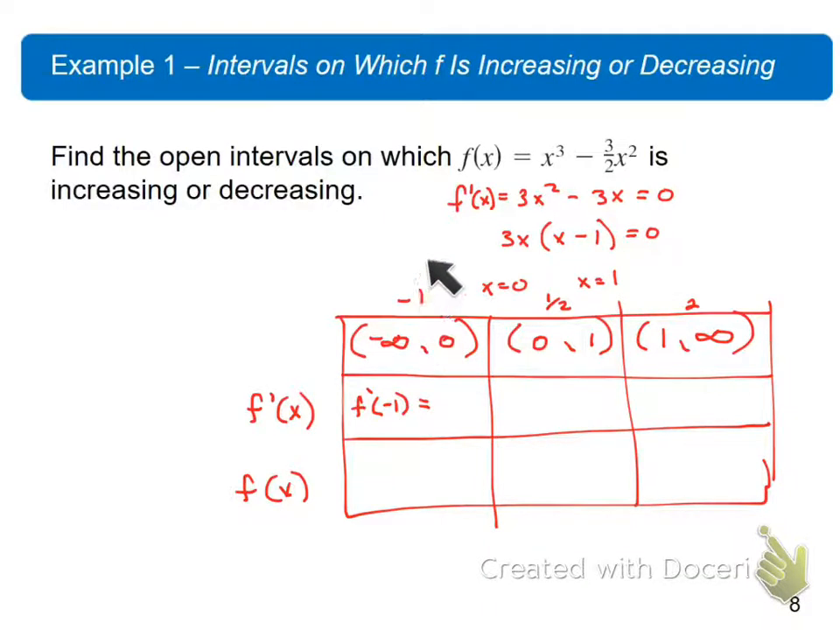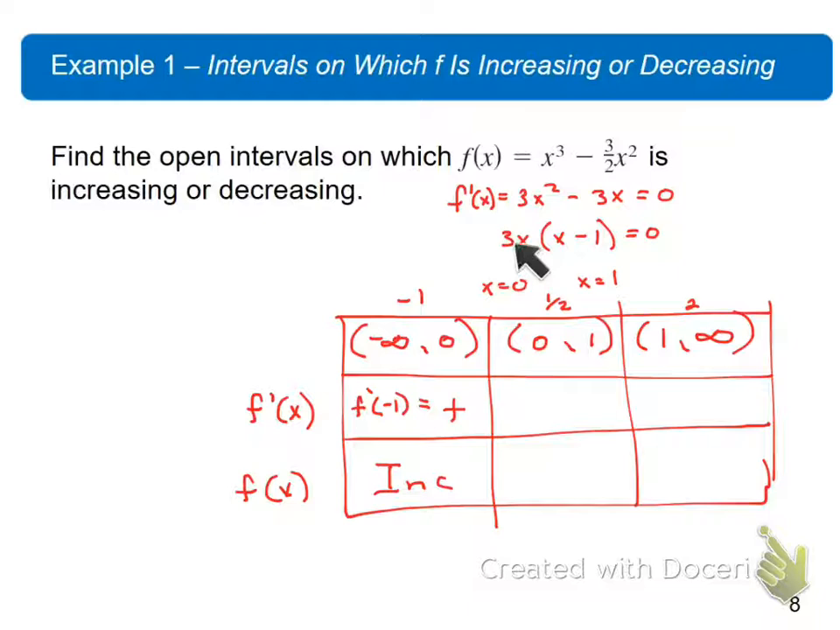Follow my cursor here. Here's my derivative. I think it's easiest to plug it into the factored form. So 3 times negative 1 would be negative 3 times negative 2. What's negative times negative? Positive. Everybody put positive. If the derivative is positive, the original function is increasing. Cool?